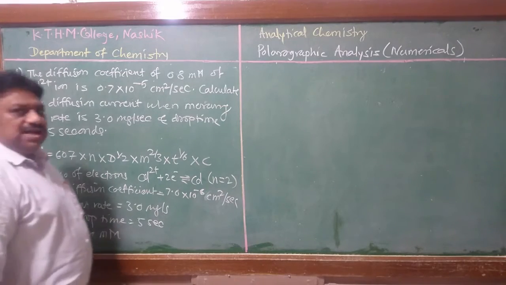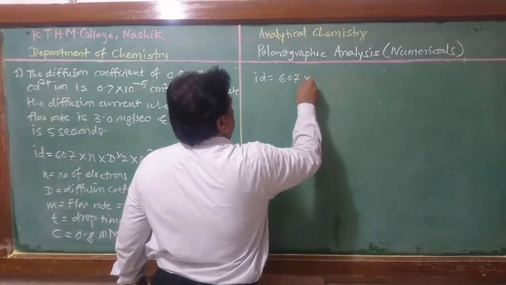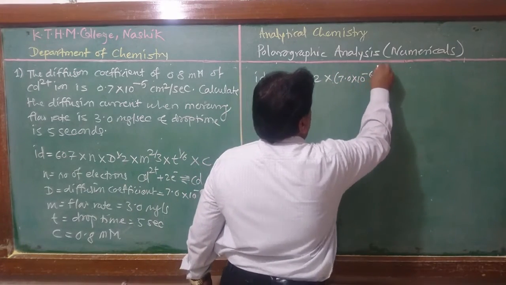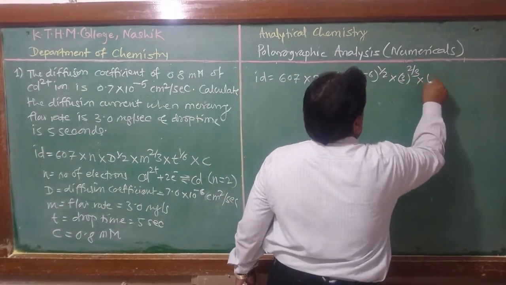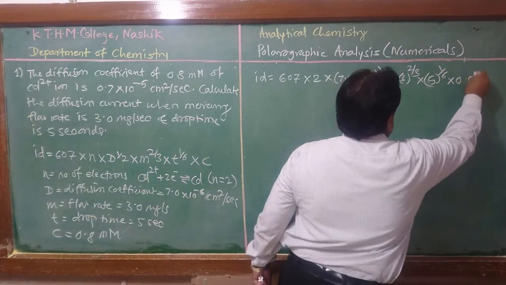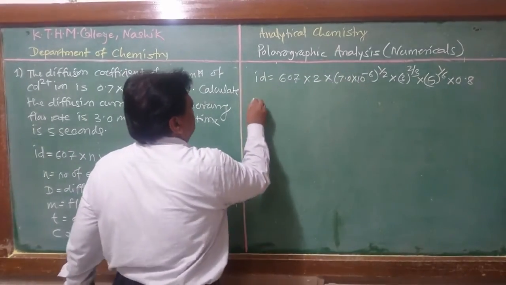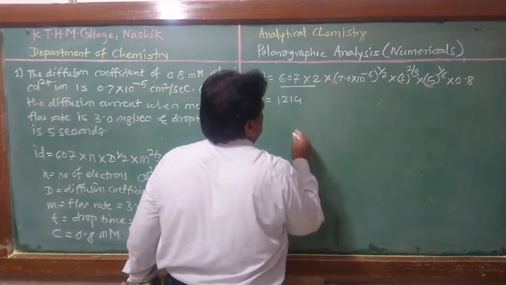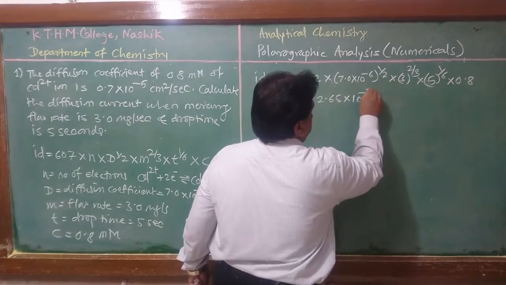Therefore, by putting all these values into this equation, ID is equal to 607 into 2 into D, that is 7.0 into 10 raised to minus 6 raised to half, into 3 raised to 2 by 3, into t, that is 5 raised to 1 by 6, into 0.8. When we put all these values into this equation, we have to solve each term. ID is equal to 1214, that is the product of these two, into the square root of this, 2.65 into 10 raised to minus 3.